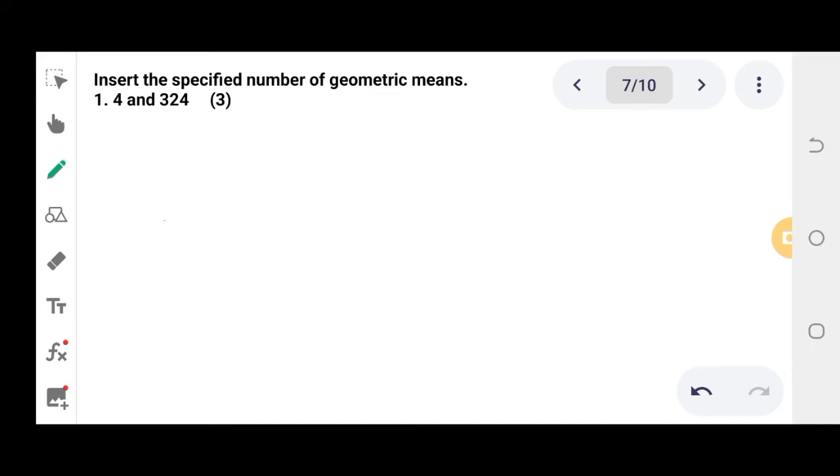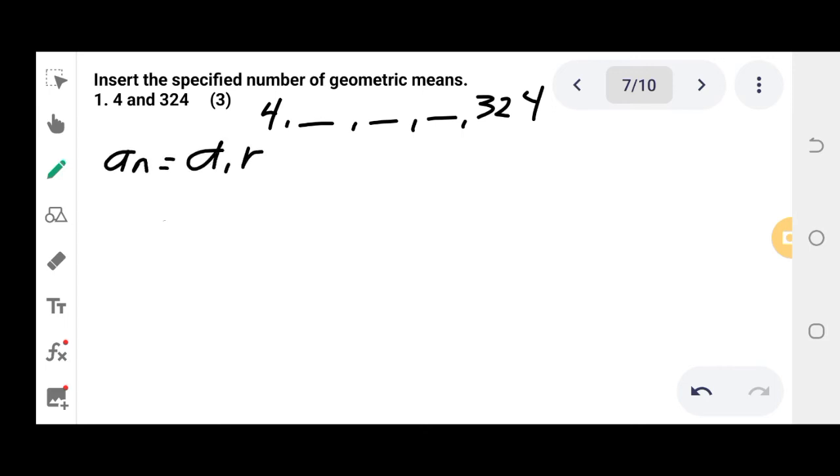Sulat po natin yung ating geometric means. We have 4, then 1, 2, 3. We have to find the 3 geometric means. Then yung last term is 324. Formula is A sub n is equals to A sub 1 times r raised to n minus 1. Ang last term po natin is 324. Tapos ang A sub 1 is 4. We need to find the common ratio. Tapos number of terms po is 1, 2, 3, 4, 5 na minus 1.